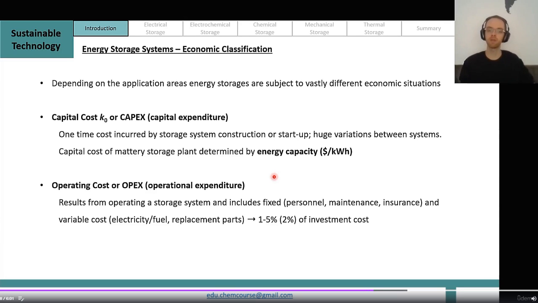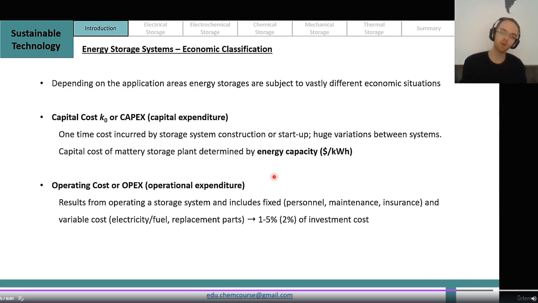So you have one investment, which is the so-called capital cost, or CAPEX, capital expenditure. This value describes the one-time cost incurred by a storage system's construction or startup. This might sound a bit complicated, but it is basically just your initial building or buying costs for your given energy storage. But please note that you can have huge variations depending on the systems. Of course, a small battery is much cheaper than building a large-scale facility, like a water pumping system to store potential energy or something like this.